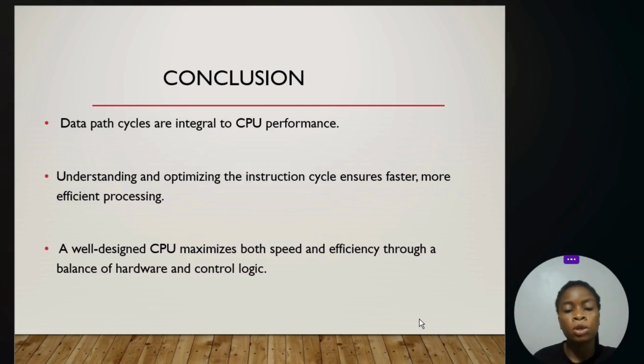So in conclusion, the data path and the instruction cycle are integral to CPU performance. Two, understanding and optimizing the instruction cycle ensures faster and more efficient processing. Three, a well-designed CPU maximizes both speed and efficiency through a balance of hardware and control units.